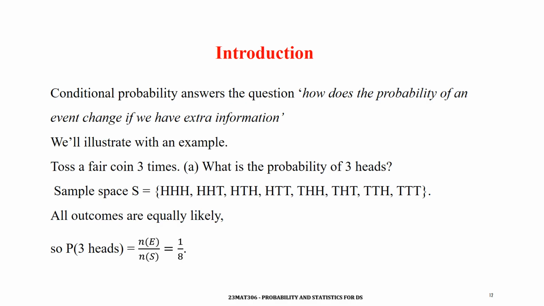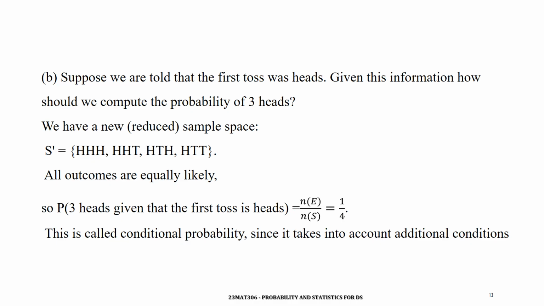So, here in the first question, what is the probability of 3 heads when we toss a fair coin 3 times? So, we have to find the probability of getting 3 heads. From the sample space, we get 3 heads in only one event. So, n of E is 1, and n of S is 8, that is the total number of elements in the sample space. So, n of S is equal to 8. So, the probability of getting 3 heads is n of E divided by n of S, which is equal to 1 by 8.